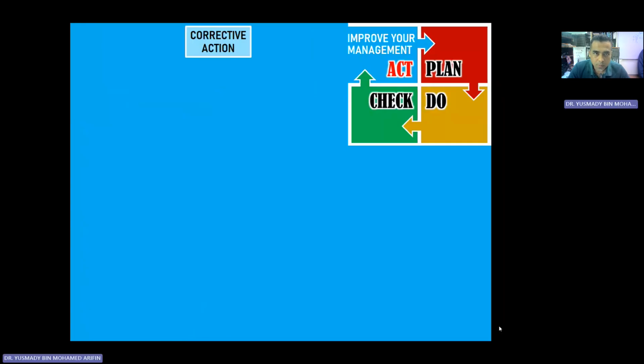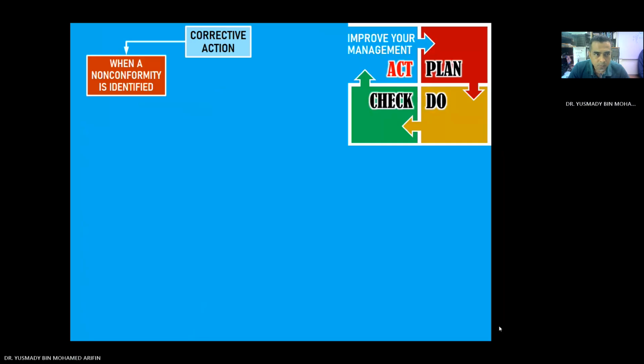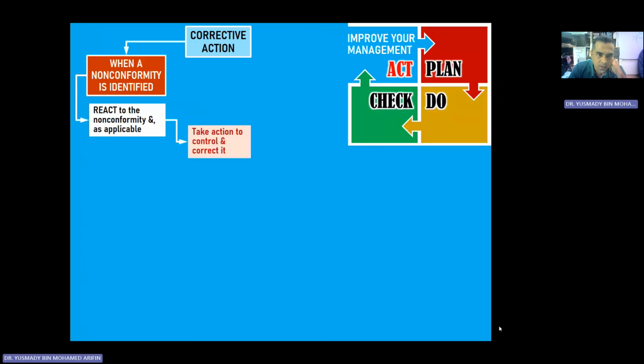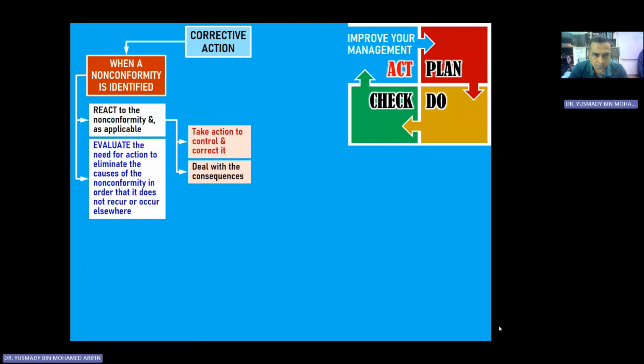Okay, next about the corrective action. When a non-conformity is identified, we need to react to the non-conformity, and as applicable, we need to take action to control and correct it, and also we need to deal with the consequences. And also we need to evaluate the need for action to eliminate the causes of the non-conformity in order that it does not reoccur or occur elsewhere.